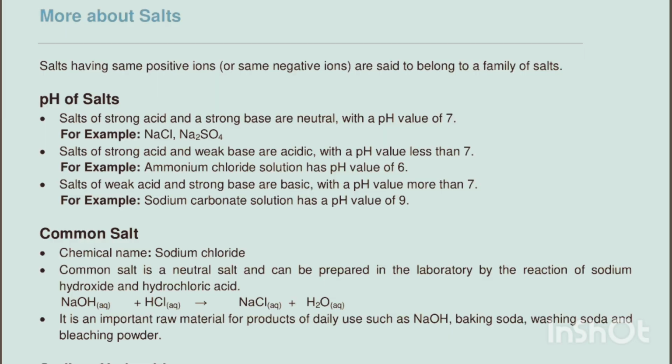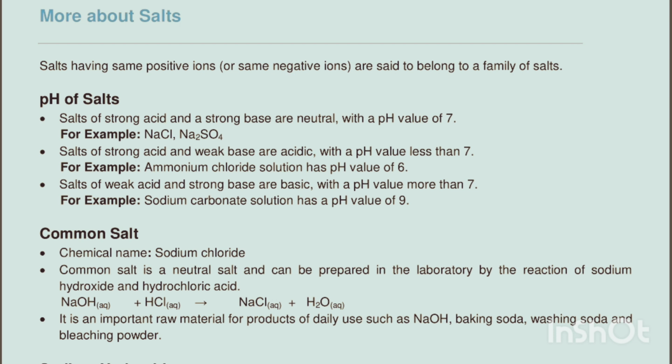Salts having the same positive ions or same negative ions are said to belong to a family of salts. So let us learn the pH of salts. Salts of strong acid and strong base are neutral with a pH value of 7. Example, we have NaCl and Na2SO4, that is sodium chloride and sodium sulfate. Next, salts of strong acid and weak base are acidic, with pH value less than 7.